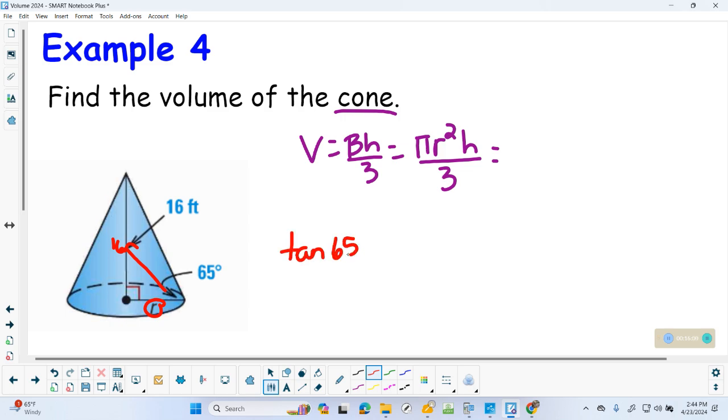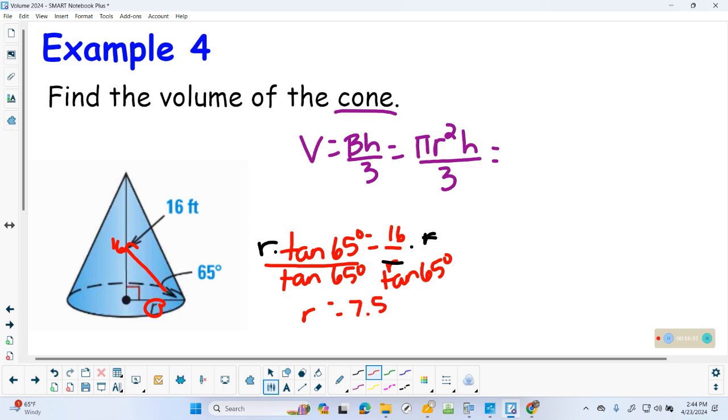We're going to make sure our mode is in degrees, as always, opposite over adjacent. And you guys are great at solving that. I got to show some work. I'm going to multiply by r to clear out the denominator. And from here, honestly, I probably wouldn't write anymore. I'd be on my calculator to solve it, because we know we have to divide that tan of 65 off. And you can round it to the tenth. What do you have for your radius? About 7.5. Okay.